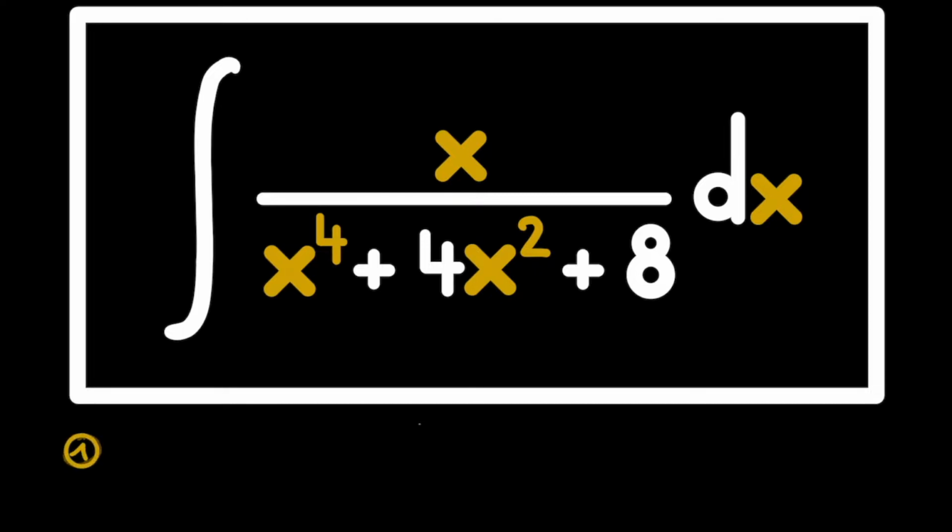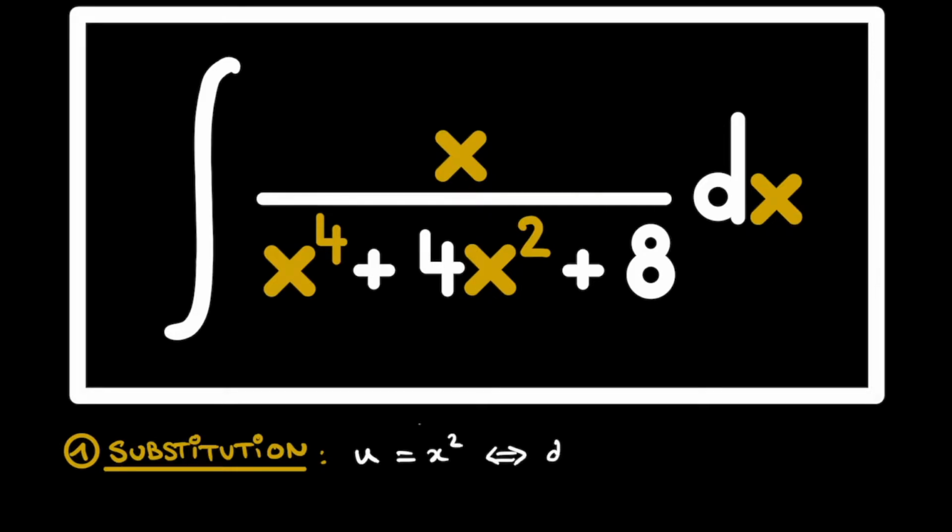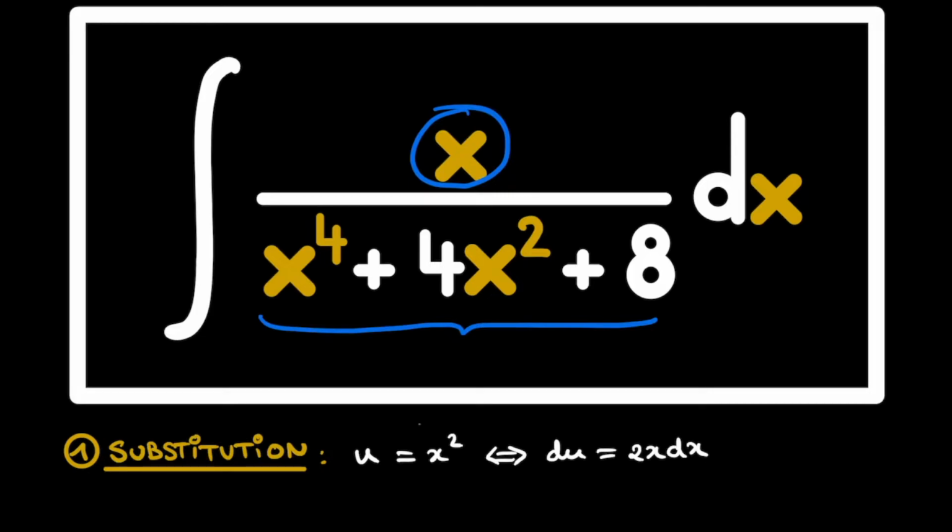Therefore, a viable option here is to use substitution. We can, for instance, choose our substitution parameter, u, to be equal to x squared. This of course means that du will be equal to 2 times x dx. And we see that by doing this substitution, we not only get rid of this fourth order polynomial in the denominator, but we also address this x in the enumerator, because we have x dx, which is exactly what we have here, only without a 2 in front of it.